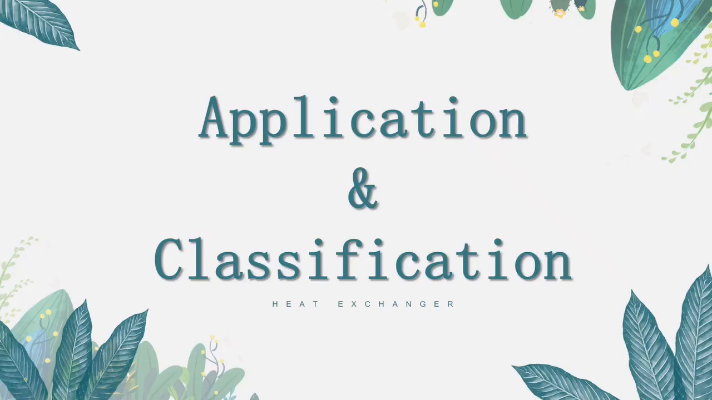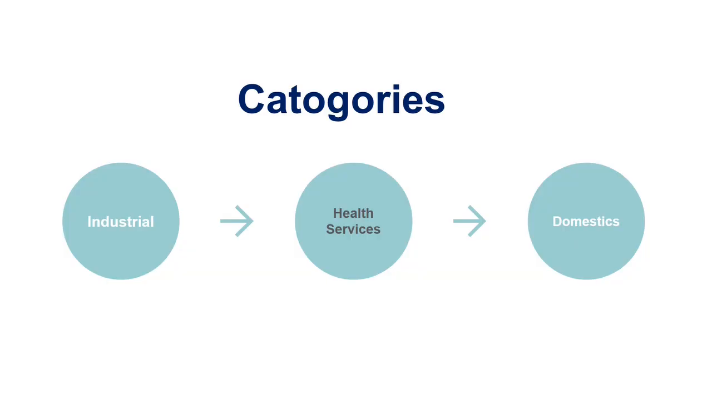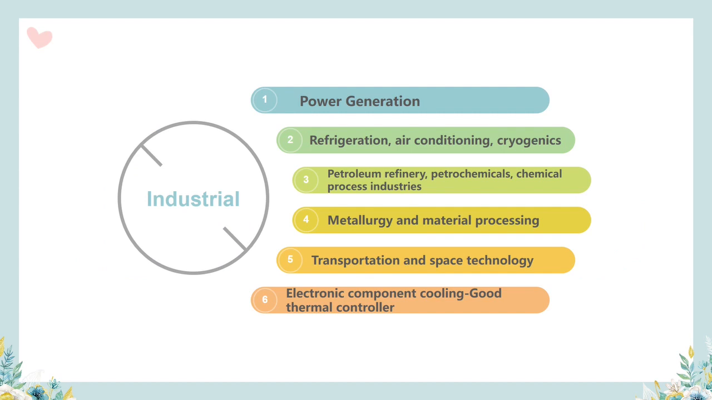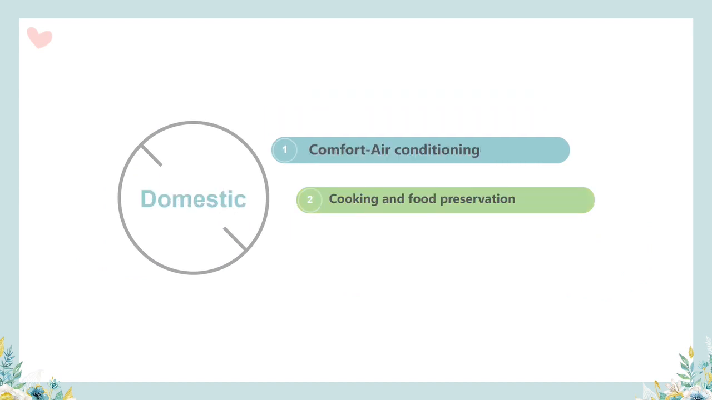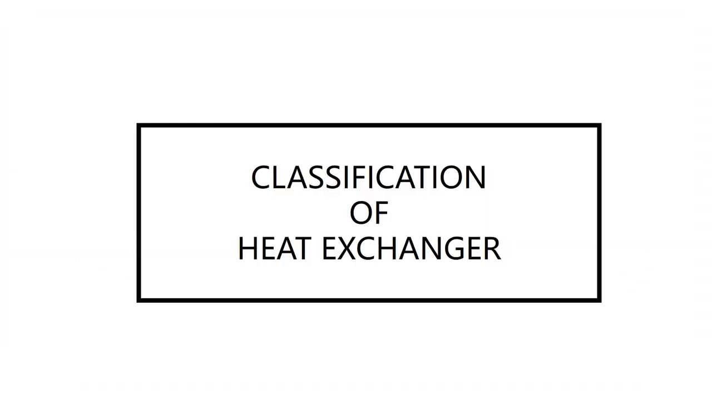Applications and classifications. Applications involve three different categories. First is industrial, second is health services, third is domestic. In classifications of heat exchangers, there are four main types of heat exchanger.